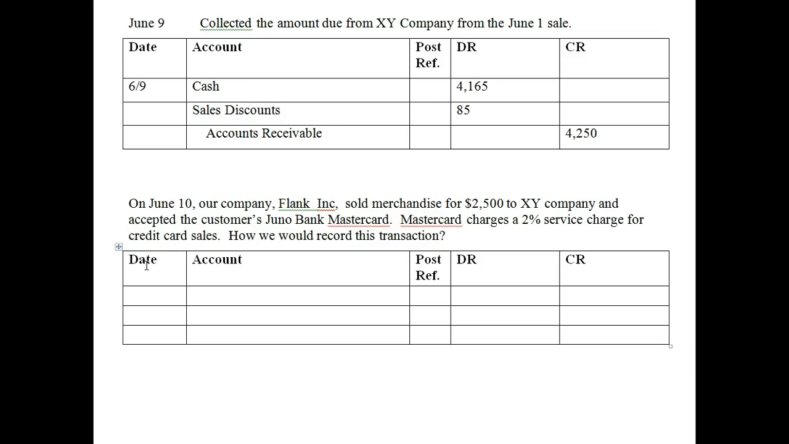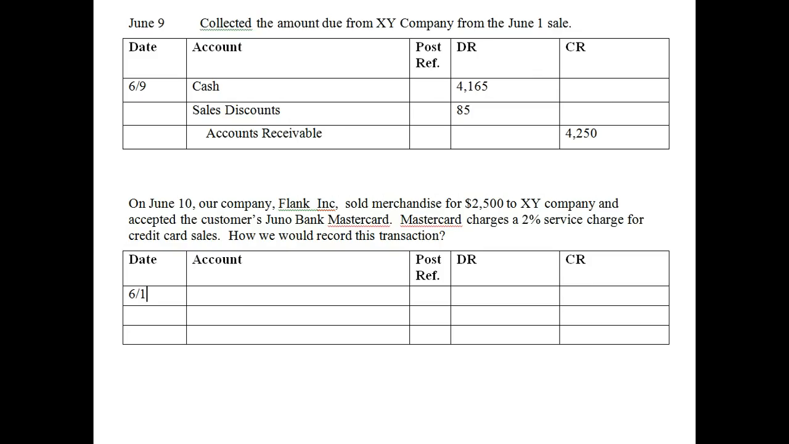On June 10th, our company, Flank Incorporated, sold merchandise for $2,500 to XY Company and accepted the customer's Juno Bank MasterCard. Now, right off the bat, we know that this is a Juno Bank MasterCard. This is a national card sponsored by a bank. Therefore, Flank is not responsible for the collection. However, if they do use a national card, usually we have to pay a service fee. So MasterCard charges a 2% service charge for credit card sales. How would we record this transaction?